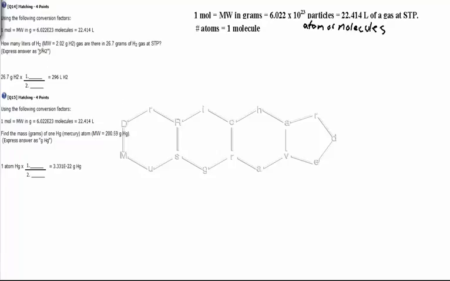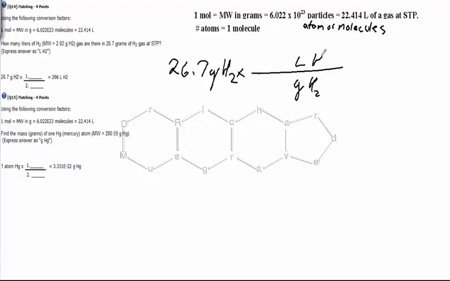Alright, so with this one we're looking for how many litres of H2 there are in 26.7 grams of H2. So we'll start out with 26.7 grams of H2. And we know that grams of H2 will go on the bottom so that this can cancel. And we know that litres of H2 will be on top because that's what we want.